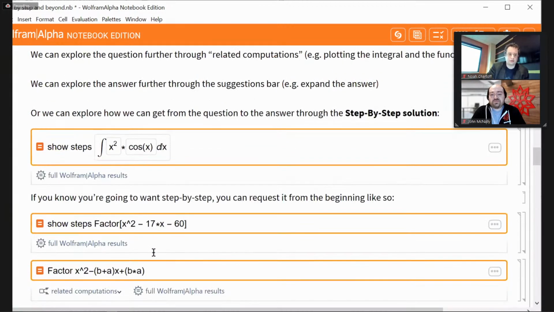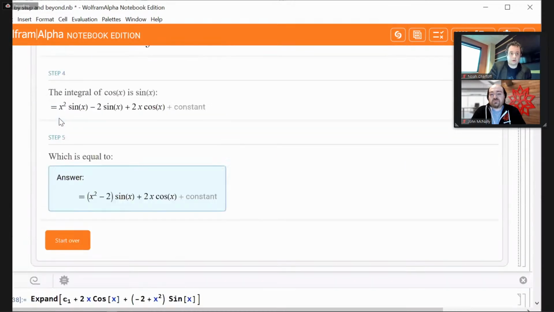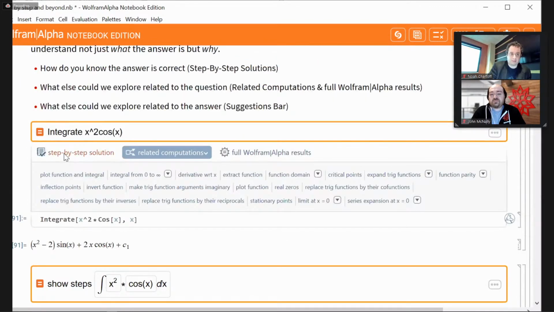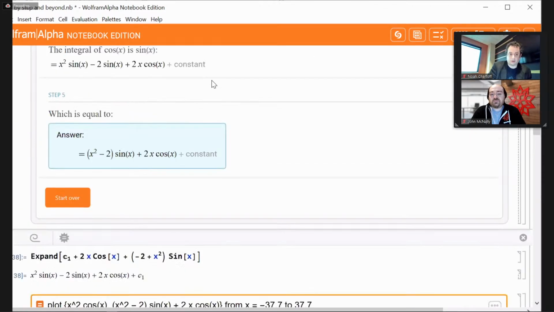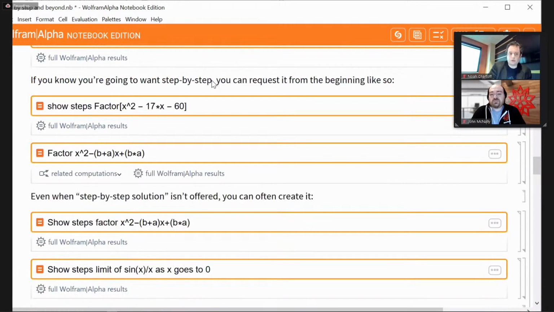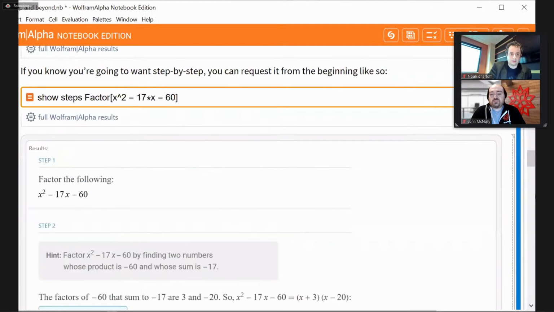And step-by-step solutions works on more than just calculus material. And by the way, it works with more than just the buttons. Before I showed how you could click on step-by-step solution and it would write out show steps and then the problem that it wanted to show the steps for. But if you know that's where you want to get, you could just write show steps and then the problem you want to do. And it'll start there. You won't have to do a second thing.